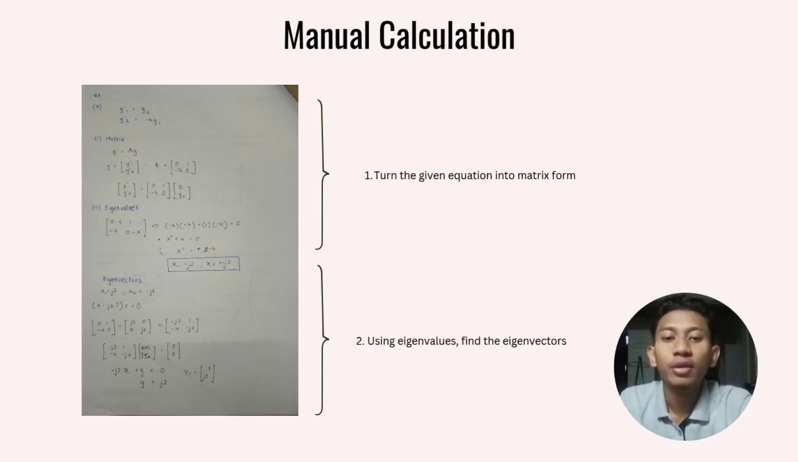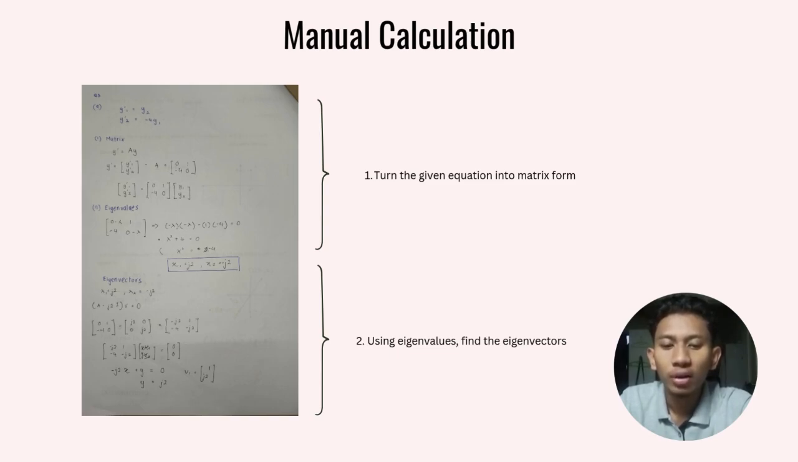For 3a, first sort the given equation into matrix form of y prime equals Ay. Then find the eigenvalues by subtracting lambda from the matrix and computing the determinant using the AD minus BC technique. We will get eigenvalues where lambda 1 is equal to j2 and lambda 2 is equal to negative j2. Both of our lambda values are imaginary numbers.